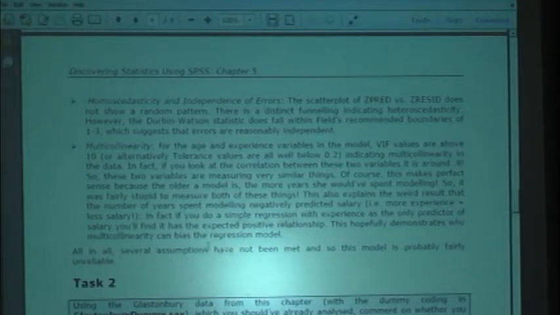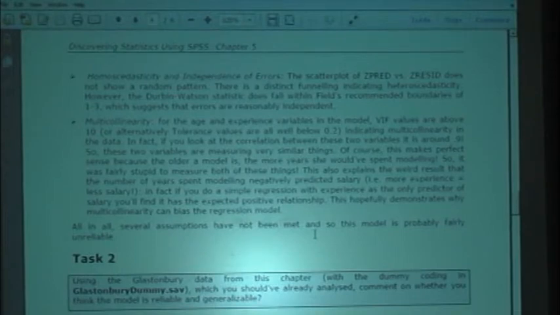In fact, if you do the simple regression with experience as the only predictor of salary, you'll find that it has the expected positive relationship. You should have done those first, actually. Look at your univariates first. All in all, several assumptions have not been met.